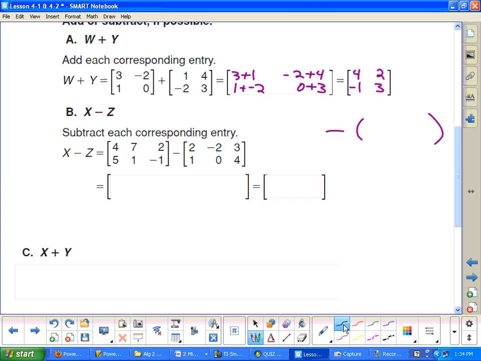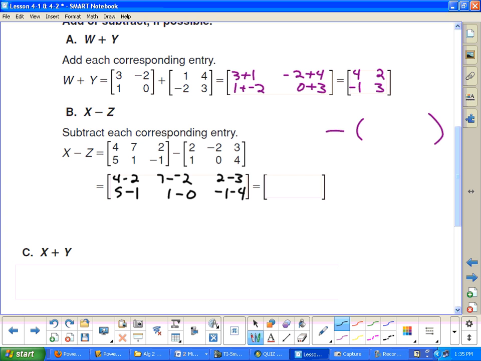So in this case, I look at x and z, and they are the same size. They're both 2 by 3s, so I can subtract them. So we subtract the corresponding entries: 4 minus 2, 7 minus negative 2, and 2 minus 3. There's our row 1. In row 2, 5 minus 1, 1 minus 0, and negative 1 minus 4.